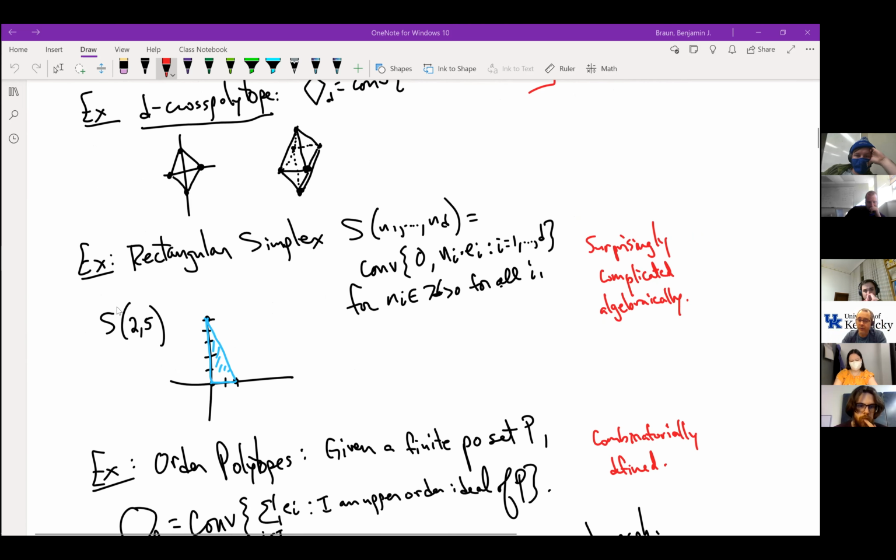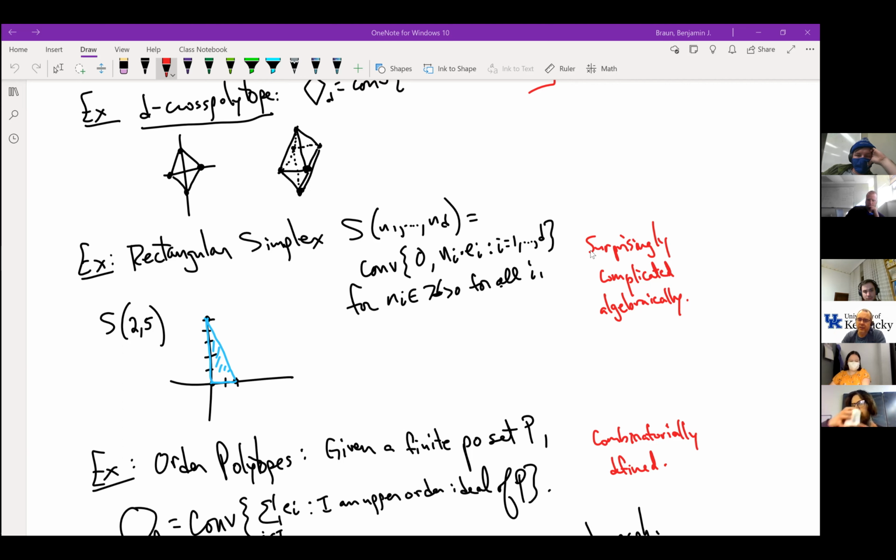All right. Another example is a rectangular simplex. So if you have d positive integers n1 through nd, you can take the convex hull of the origin and then ni times ei. So you scale the standard basis vector by ni for each i equals 1 through d. So for example, S(2,5), you've got the origin, 2 times E1 and 5 times E2, and you take the convex hull and you get a simplex that's scaled independently in each dimension, or in each coordinate, if you like.